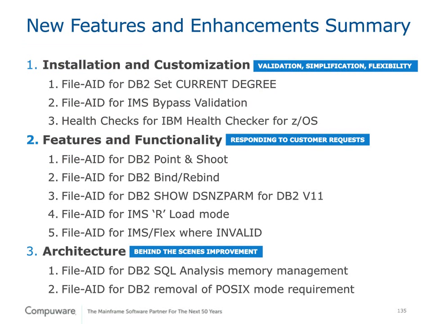So in summary, before we open the floor to questions, File-AID for IMS and File-AID DB2 Release 16.3 focus on 3 areas: installation and customization, which aim to improve product validation, simplification, and flexibility; features and functionality, which took the steer from customer enhancement requests and feedback; and architecture, which provides behind-the-scenes improvements.